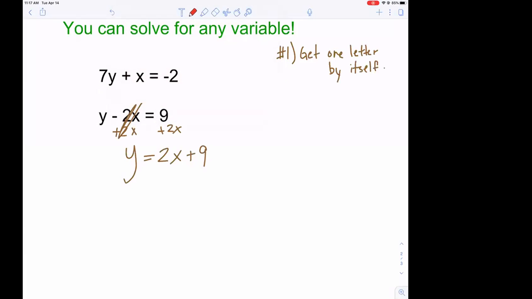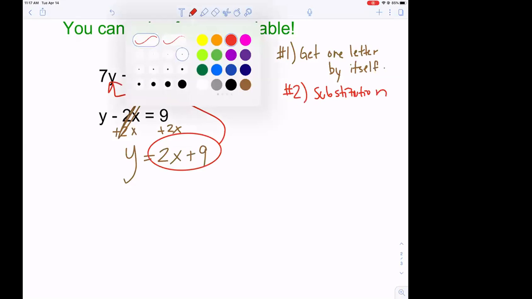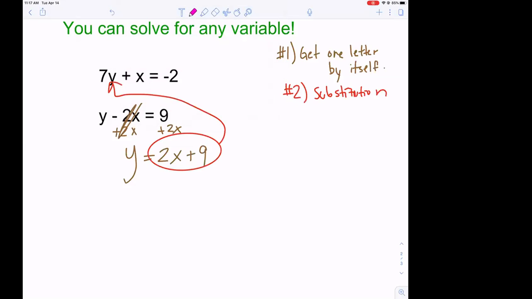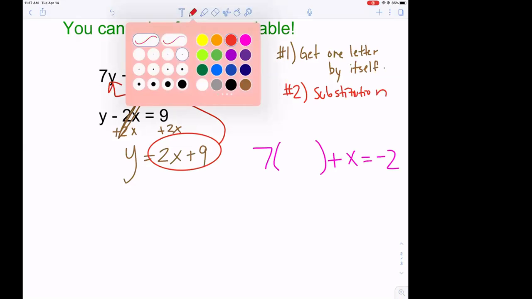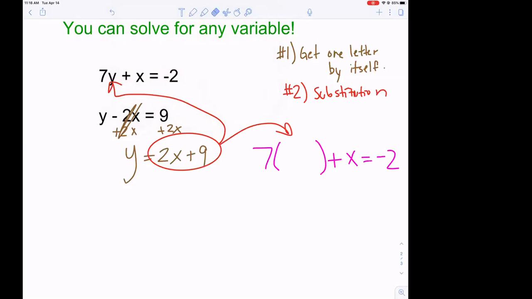Then step 2 is to actually do substitution. So that's where I actually say, okay, this guy's going to get plopped right here, right in that y spot. So I'm going to take that original equation and put parentheses where the y is, and put this right where the y would have been.